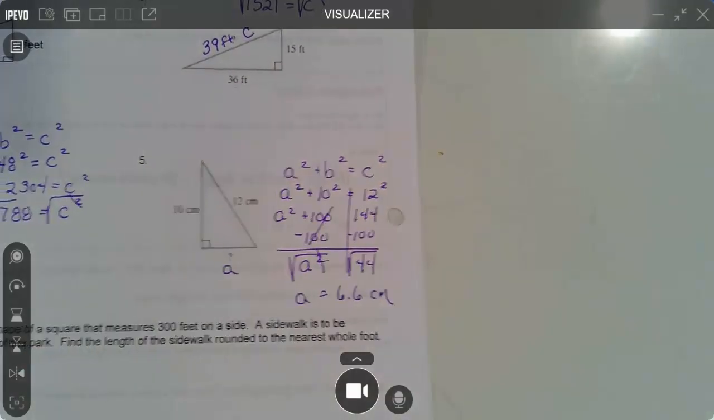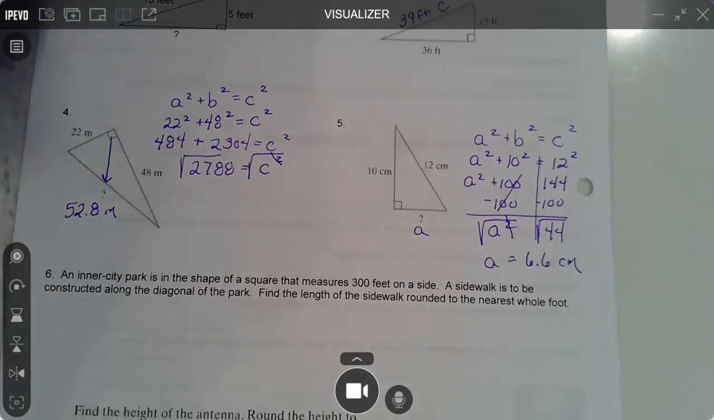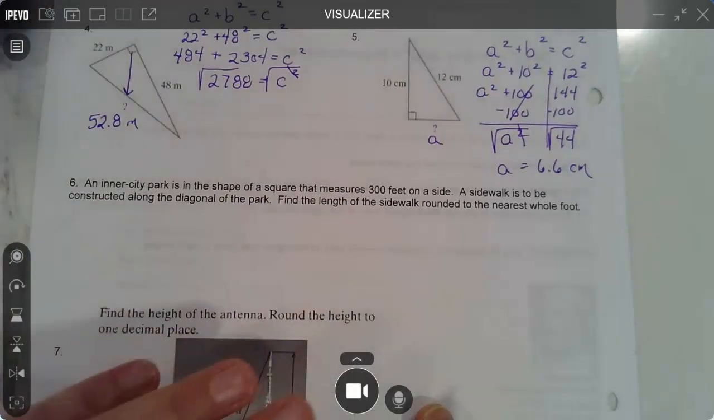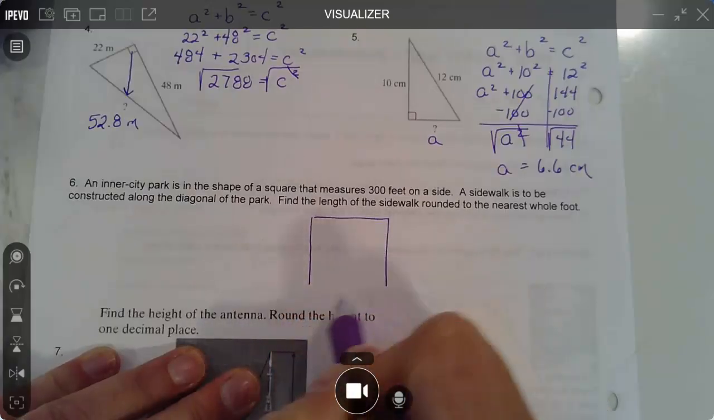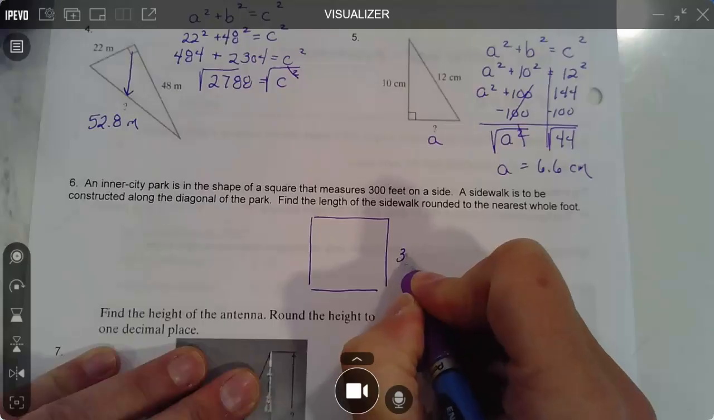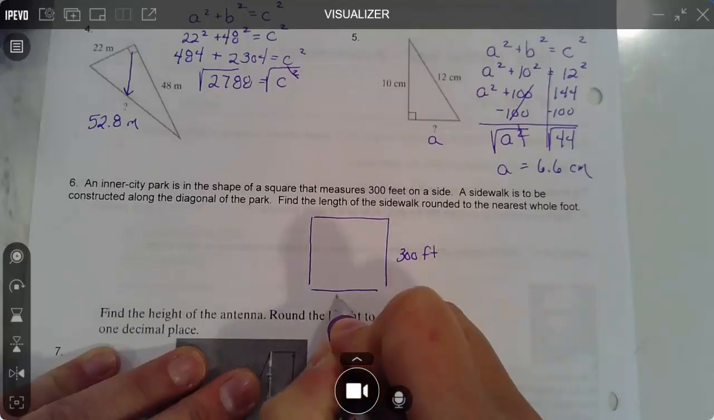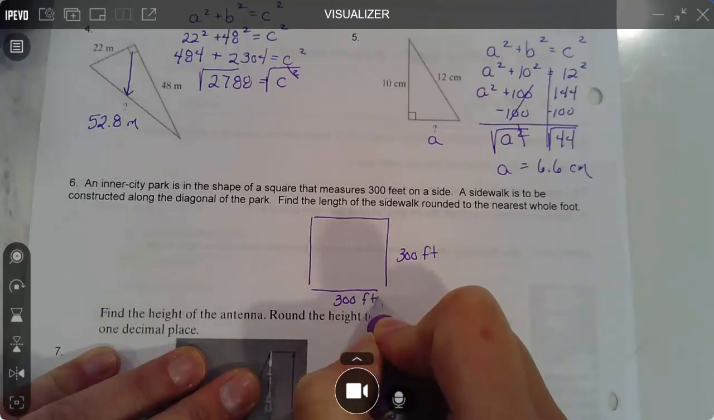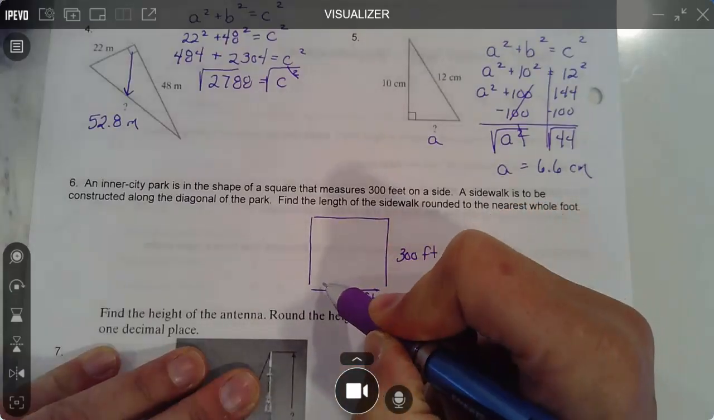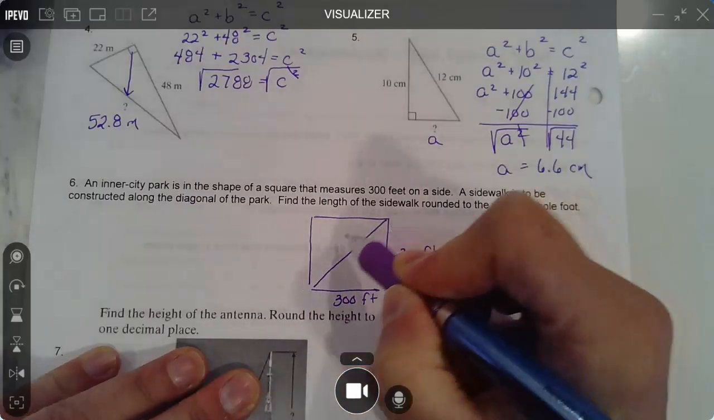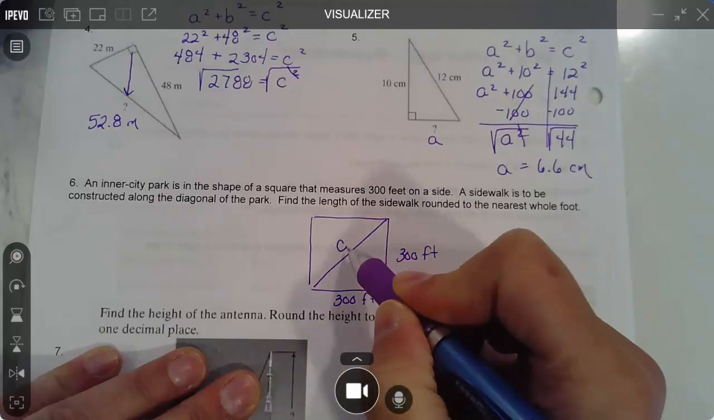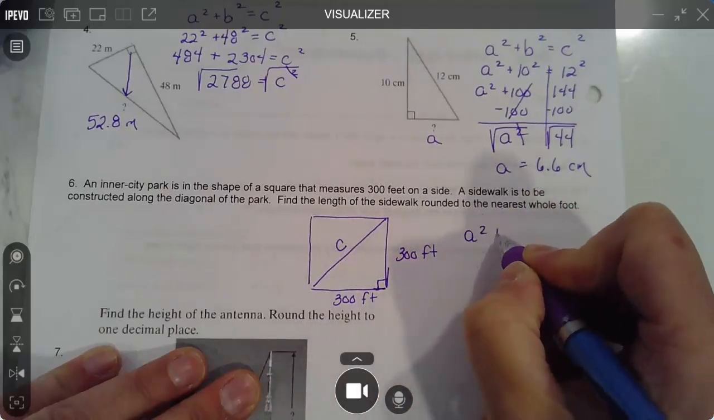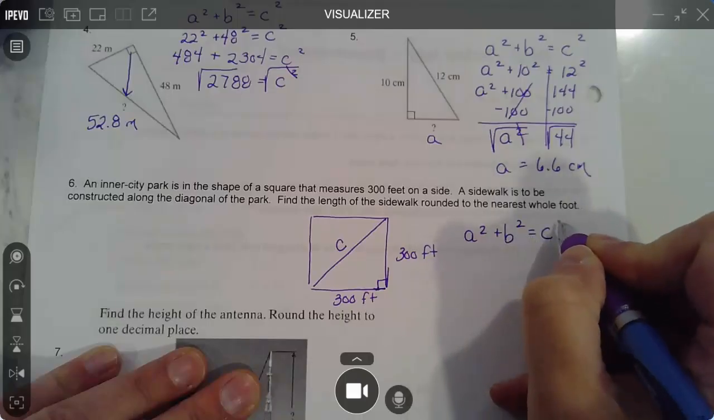All right, for the two word problems, it's just an application of Pythagorean's theorem. So they talked about a park that's going to be a square. So if it's a square, it's the same distance on all of the sides. And they want to put a diagonal sidewalk. So they want to know the length of the sidewalk. So we know the two legs because there's my right angle. So those are a and b, and we're going to be looking for c. So a squared plus b squared equals c squared.